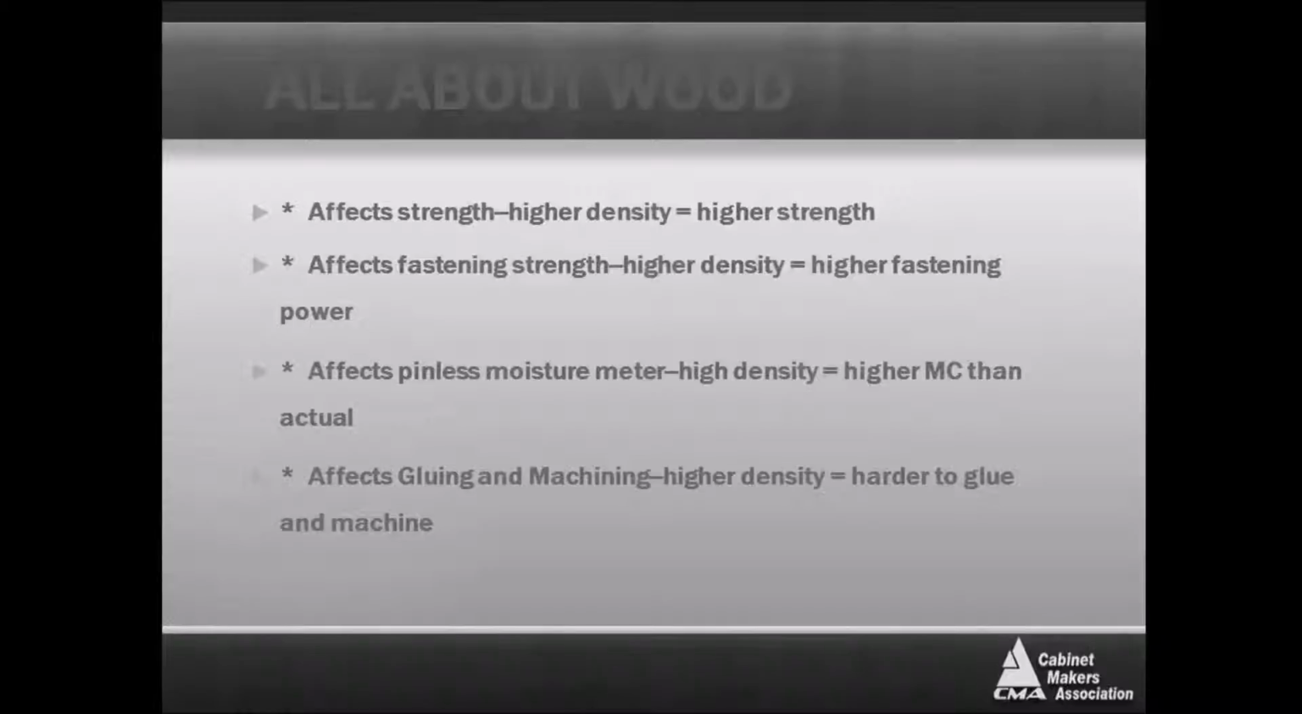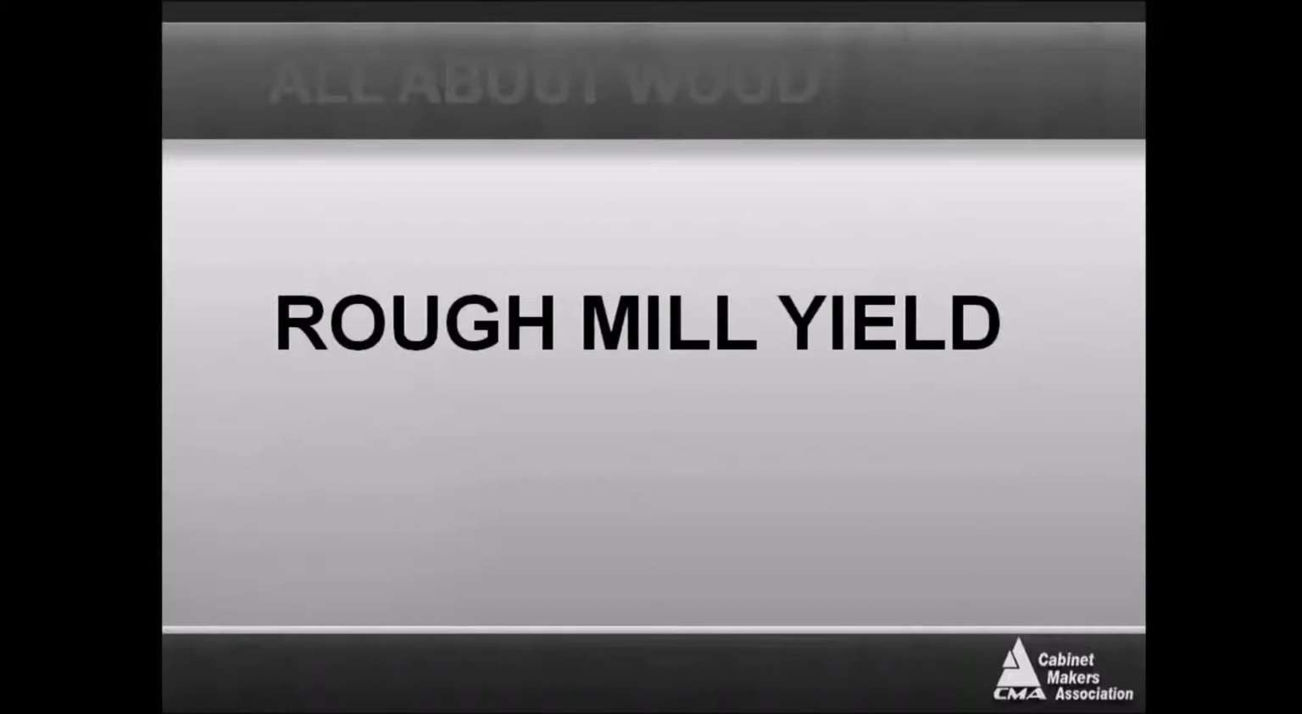Higher density also means the pinless type moisture meter, and we'll talk about that just in a moment, is going to give us a higher moisture reading than what is actually there. And this higher density, because there's less hollow space, means that machining is going to be different. It's going to be harder to glue and machine. So another factor about wood is we need to make sure the density is in the normal range and not abnormal from what we're expecting, high density or low density.